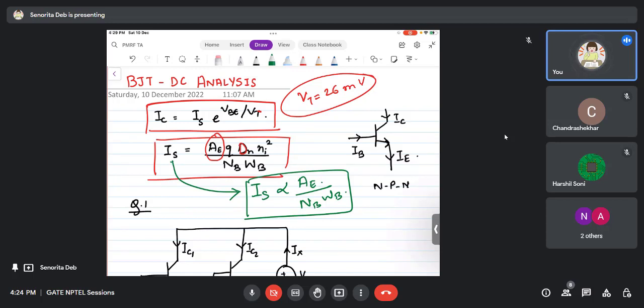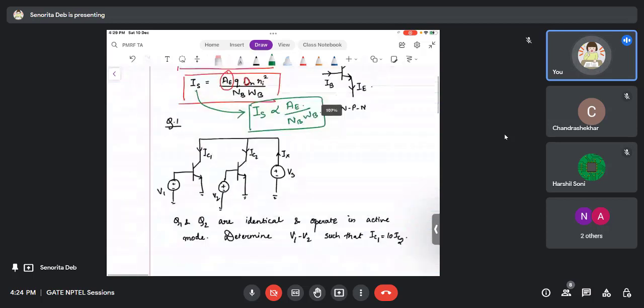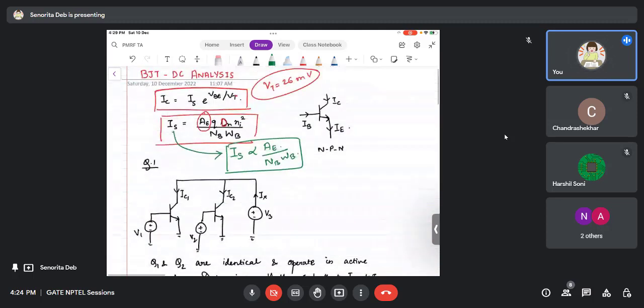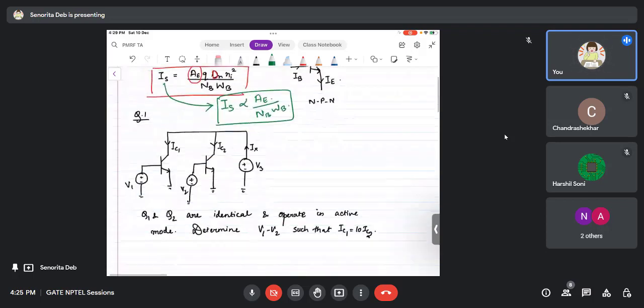Okay, so now we come to the first question. Please also note down that IS is directly proportional to the emitter's area and inversely proportional to the doping concentration of the base as well as the width of the base.